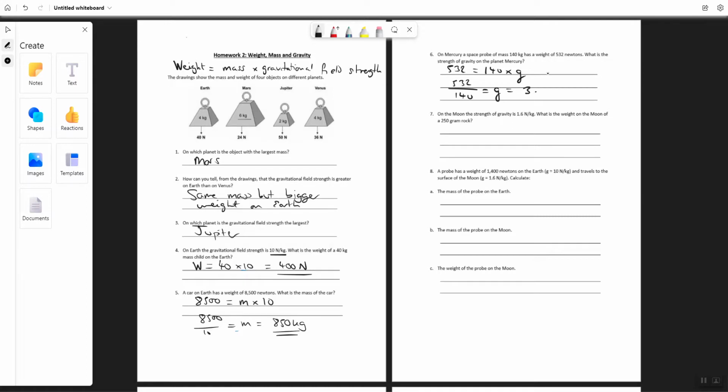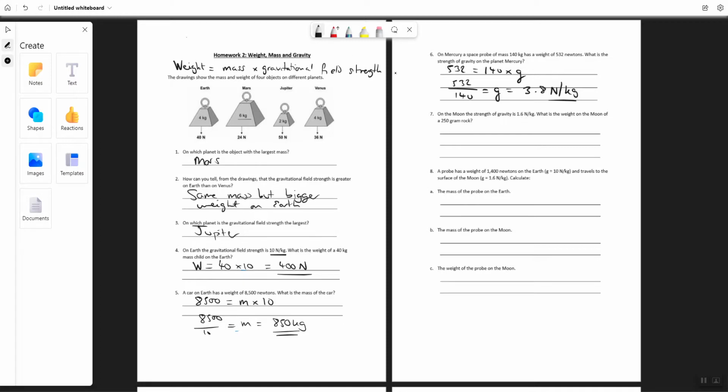Let me just double check because I haven't got it written down. So 532 over 140, 3.8. Yeah, so 3.8 newtons per kilogram. Always remember your units as well; they're quite important. On the moon, the strength of gravity is 1.6 newtons per kilogram. What's the weight of a 250 gram rock?